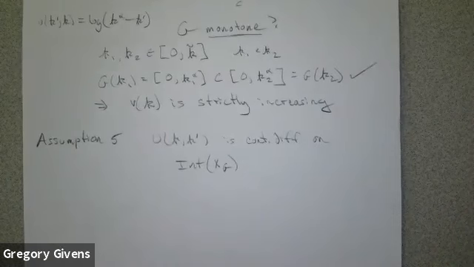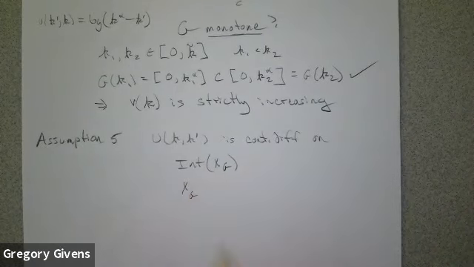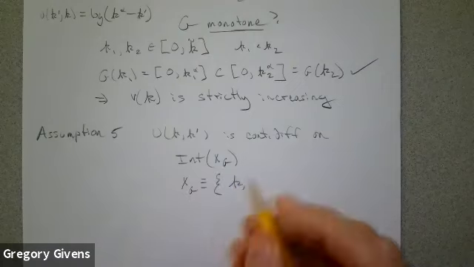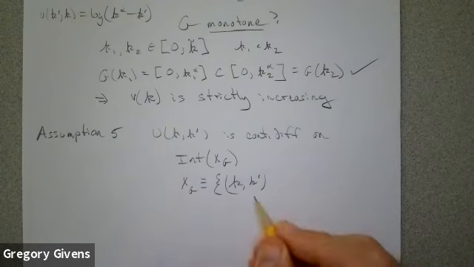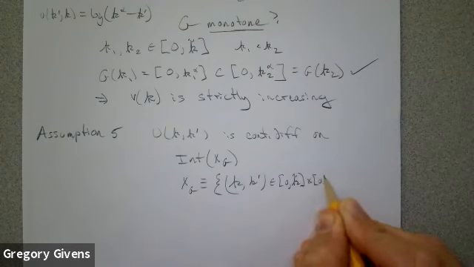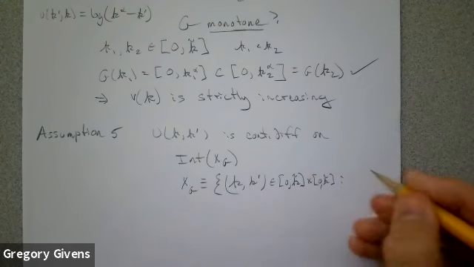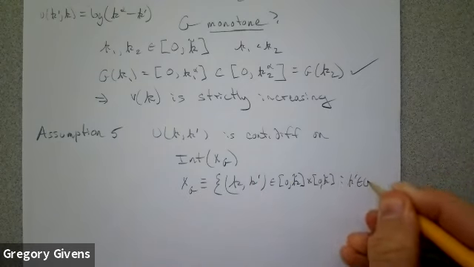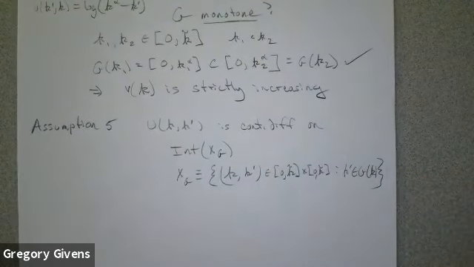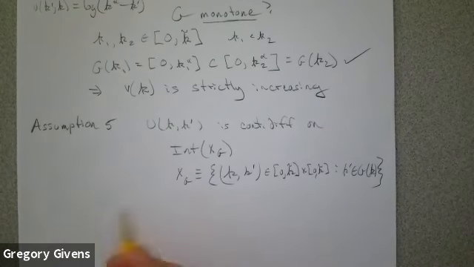On the interior of its domain, where hopefully you remember this, the domain of U is defined as the set of all K primes such that K prime is feasible. So U is continuously differentiable on the interior of its domain. It's going to follow then that the value function will be continuously differentiable.